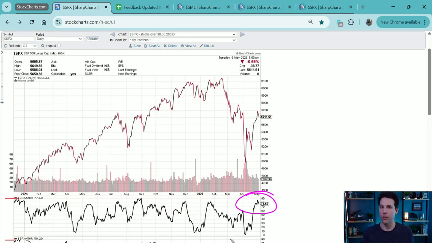But everything's a little extended right now, and we could use a little bit of a pullback. And you can see that's exactly what we've gotten over the last 2 days. Now, it might go a little bit further. We're not sure, but it just means don't keep pressing it.